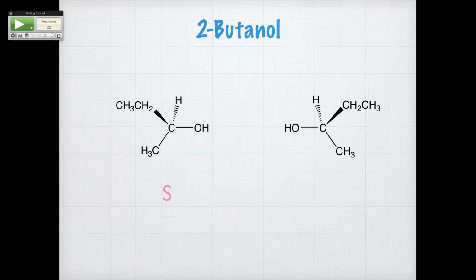Okay? So when we do the enantiomer, now we know it's going to be R, because if you have one that's S, the enantiomer is R. But let's do the rotating part because that's the hardest. So here's this molecule. Here's the methyl. Here's the OH. So this was 1, this was 2, this was 3, and our little hydrogen was 4.